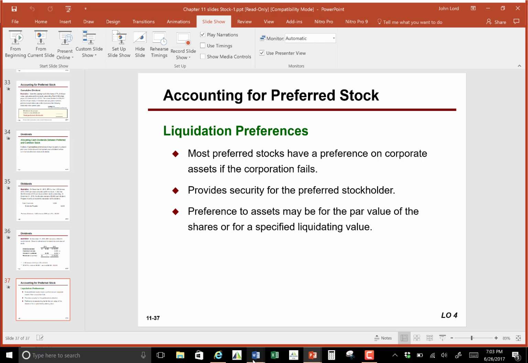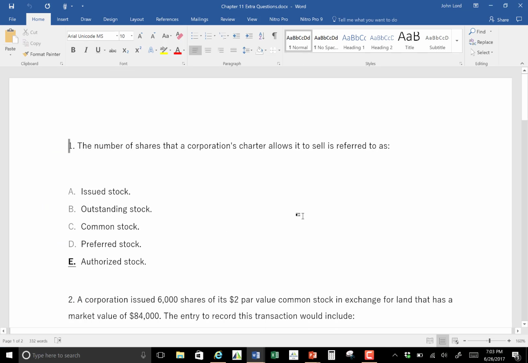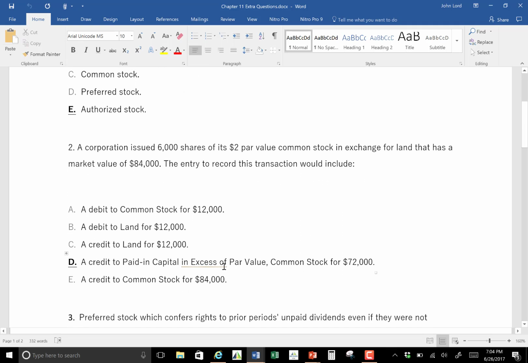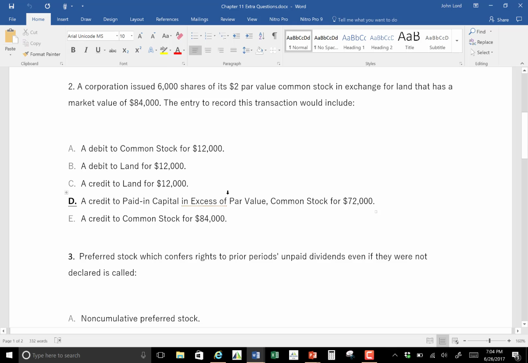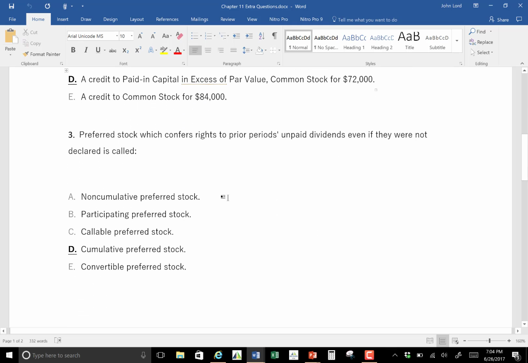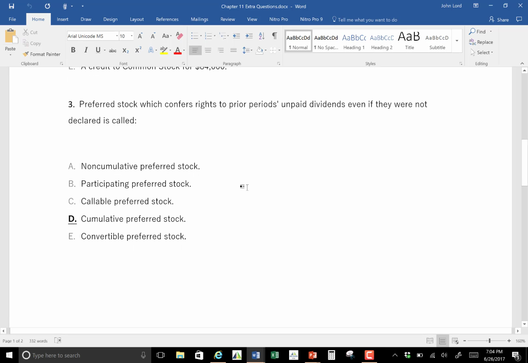Let's look at the other chapter 11 extra questions. Okay. And we say the number of shares that a corporation charter is allowed to sell is referred to as their authorized shares. A corporation issued 6,000 shares, $2. Oh, same question. That question was so great, I fell in love with it twice. Number 3, preferred stock which confers right to prior periods' unpaid dividends, even if they were not declared, is called what? Cumulative, right? Okay, so those will accumulate no matter what. They declared 6, the remaining 2,000 accumulated, didn't it? It got carried forward to the next year.